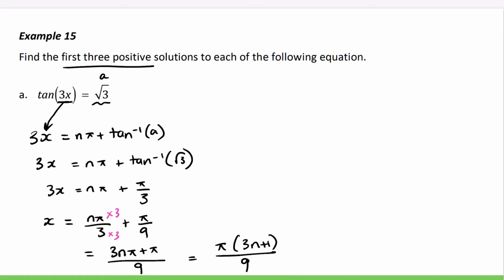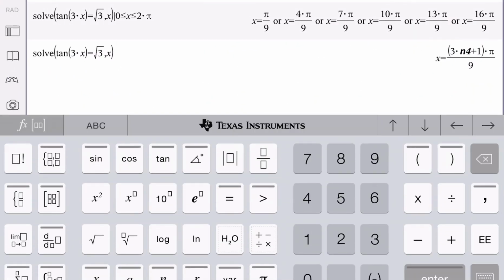Now, any one of these answers from this point onwards is correct. That's totally fine, but it's really nice to just write it on this particular line. And if you notice, have a look at that, pi bracket 3n plus 1 on 9. Let's go back to our CAS calculator. Have a look at how it's exactly the same. So it's 3n plus 1 pi on 9.